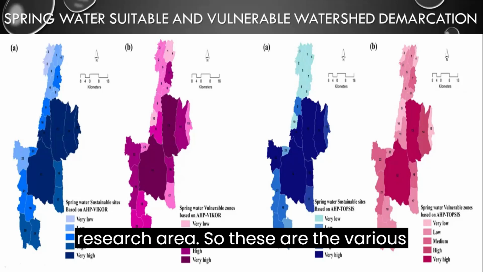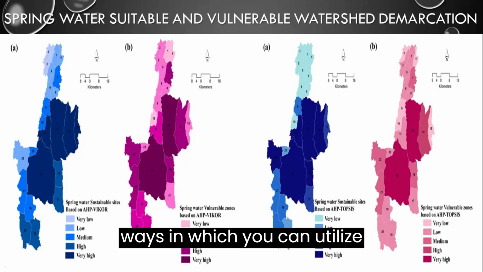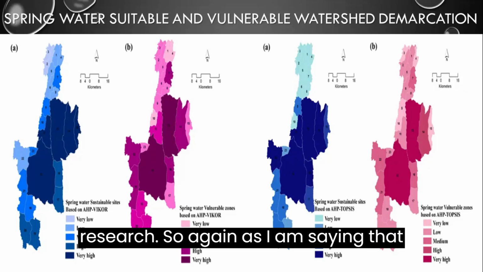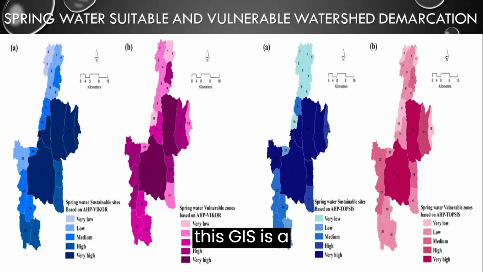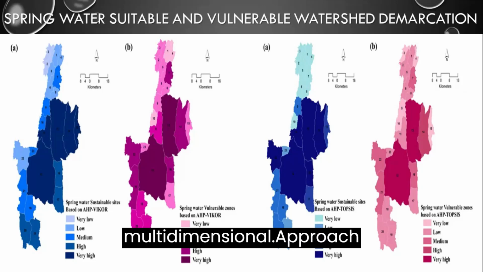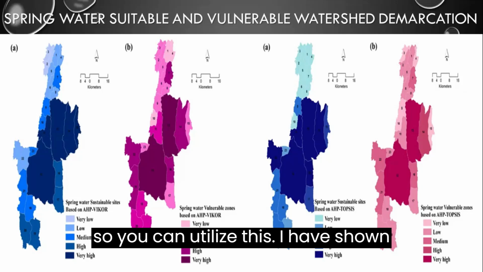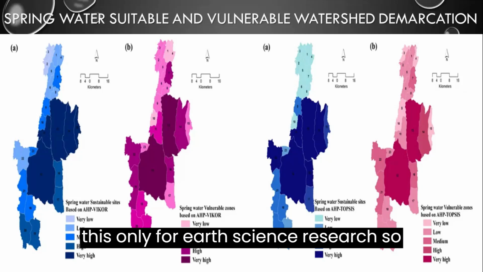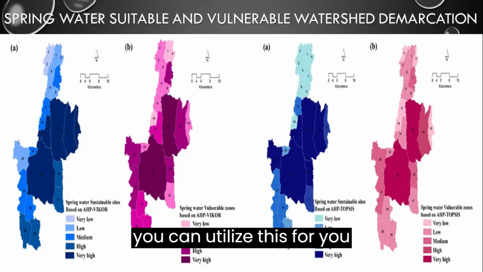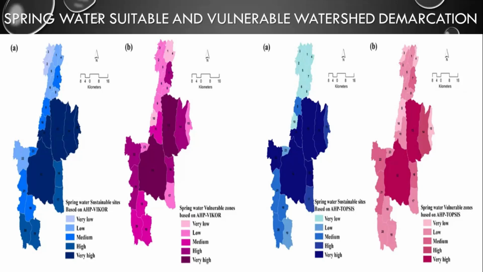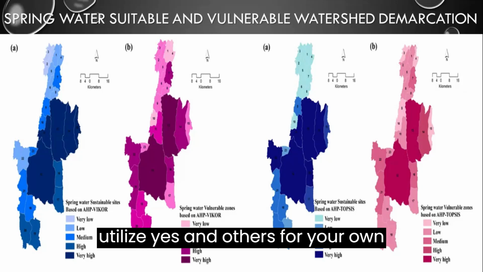So these are the various ways in which you can utilize your GIS knowledge for your various kinds of research. Again, as I am saying, this GIS is a multi-dimensional approach. I have shown this only for earth science research. You can check how you can utilize GIS and RS for your own research.